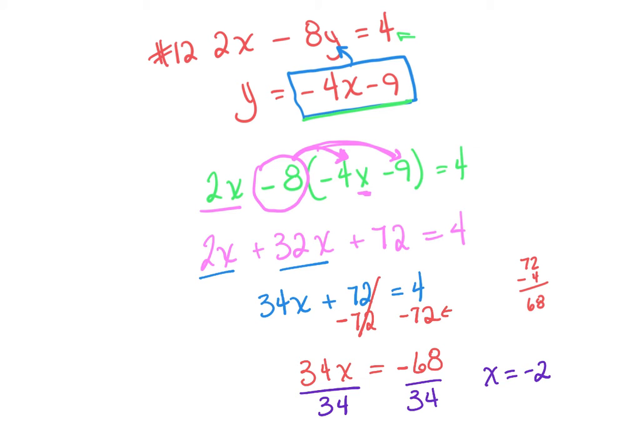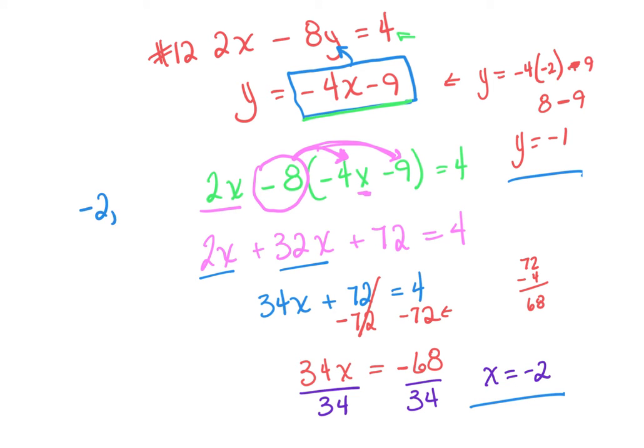And once you know what x is, you can plug it back in. Y equals negative 4 times, instead of x, we'll write negative 2, plus 9. So negative 4 and negative 2 are positive 8. And that's minus 9, sorry. Minus 9, that equals negative 1. So y equals negative 1. So now that you know both of them, your answer is going to be negative 2, negative 1.